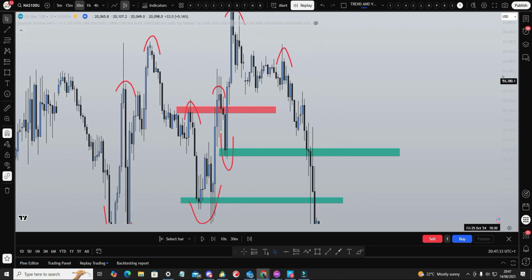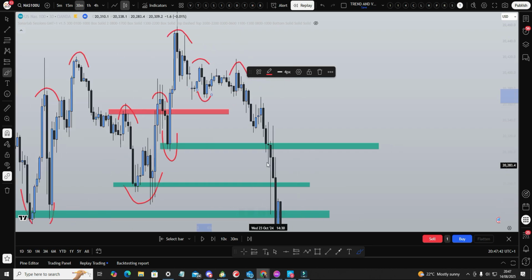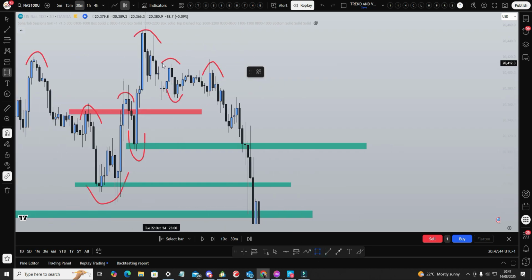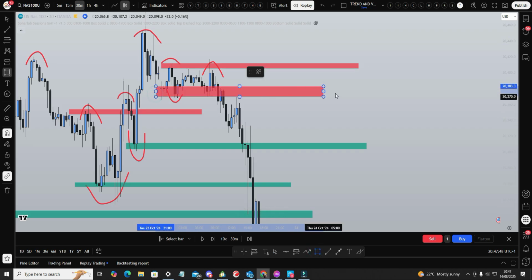Just one moment, because I've just missed one out as well. So actually, just one moment. If it's going to let me draw it, this one and this one. What does that do? Here, this zone's getting respected, and this zone is the one that actually gets the breakout. As you can see, respected.